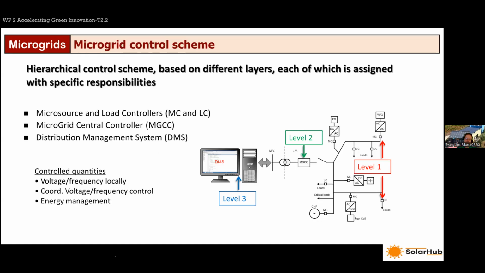And at the 3rd level, which basically is outside the microgrid, however, it still interacts with the control system of the microgrid. We have the distribution management system that belongs to the DSO and exchanges information with the microgrid in order to optimize the system operation, get some ancillary services, as I mentioned before, and so forth. So with all this, what we control is voltage and frequency at local level, coordinated voltage and frequency control at the central level, and we obtain also the optimal energy management at the central level.